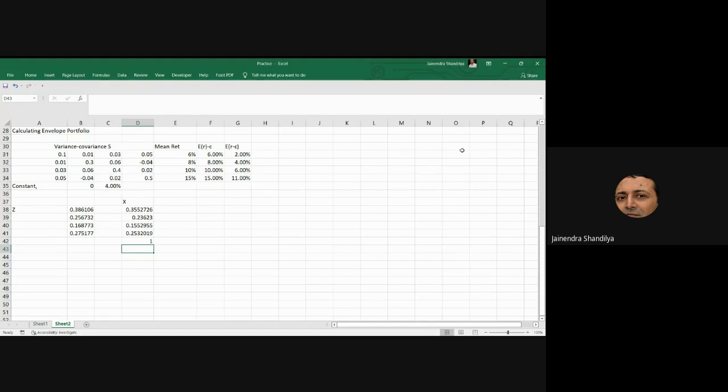Now you'll ask the question that initially I told you it can be more than 1 also. But if something is more than 1 here, then something will be less than 1 here. And then finally the sum of all the X's will come to 1.